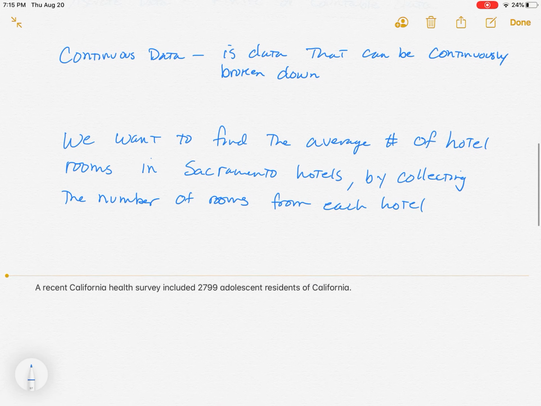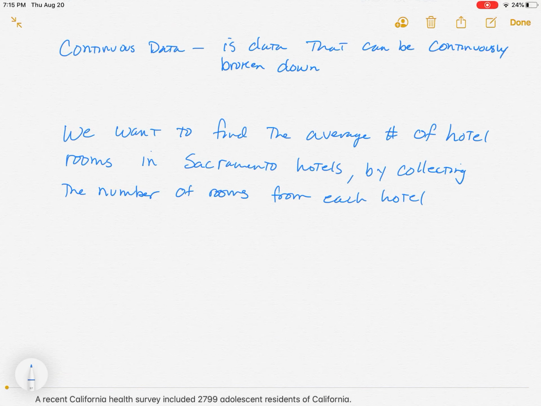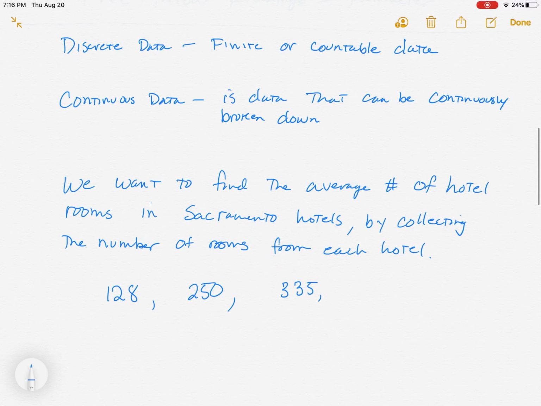Okay, if we think about that for a minute, the question is, is the data discrete data or continuous data? Well, what is the data? What is hotel number 1 going to say? Hotel number 1 is going to report a number like 128. Hotel number 2 may say 250 rooms, right? Hotel number 3 may say 335 rooms. It doesn't matter. But what they're going to report are these whole numbers. That's what we mean by finite or countable.